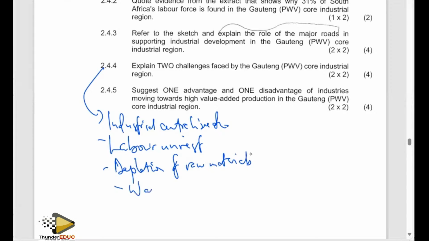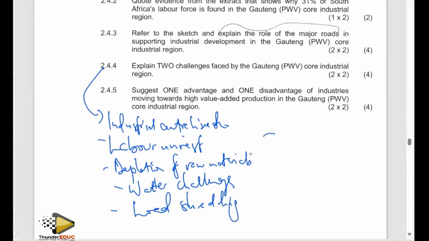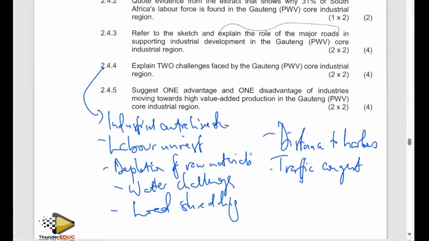You can also talk of water challenge because of extreme pollution. Water resources are a challenge. You can also talk of load shedding or power constraints. It's also another limitation in the area. Or you can also talk of other limitations like distance to the harbor. Since it's located centrally on the inland location, it's also away from the harbors, which will add on to the costs of transporting products for the export market. You can also talk of other things like traffic congestion, pressure on infrastructure. There are so many. You cannot exhaust all of them. Right, move on to the next question.